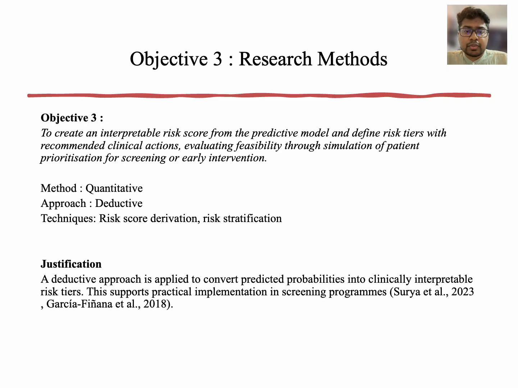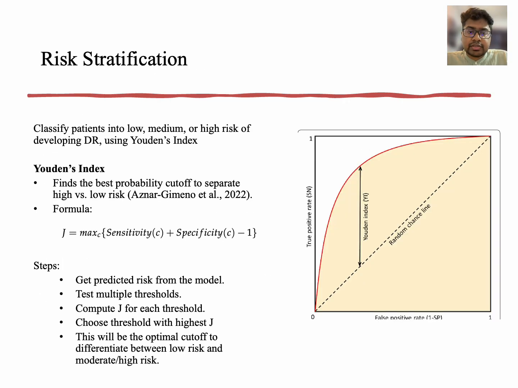So objective 3 comes to translating this predictive model into a clinically interpretable risk score. We used a deductive approach to convert the predictive probabilities into meaningful risk tiers such as low, medium and high risk. This supports practical implementation in real-world screening programs. It allows clinicians to prioritize patients on a risk level. I will go on how we identify the threshold in the next slide.